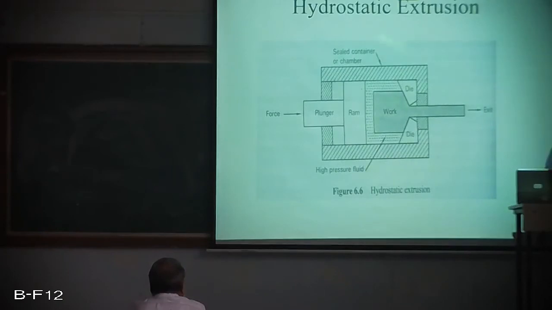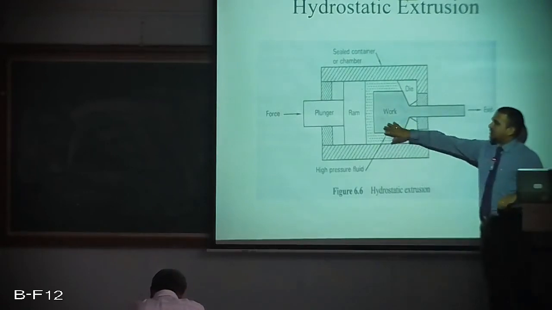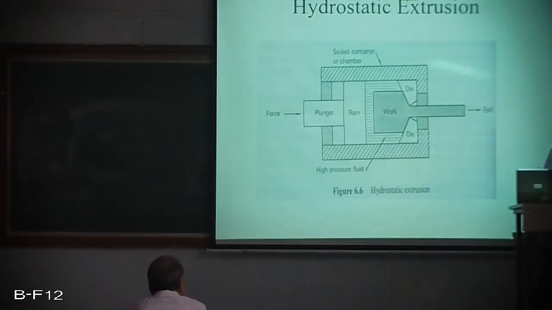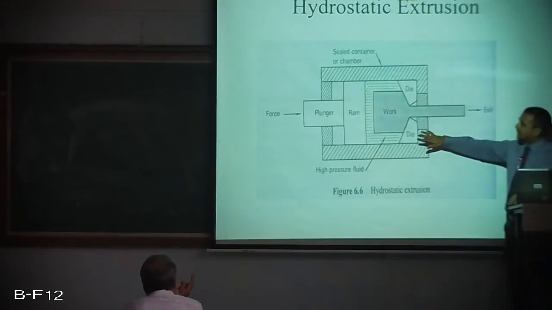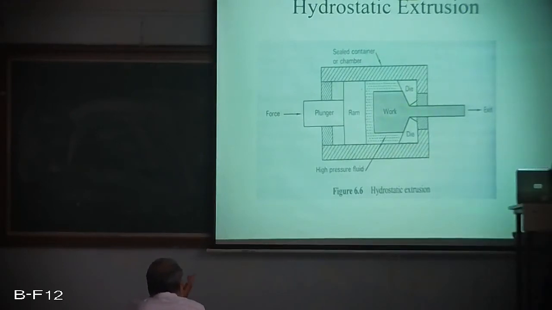So what happens with this? The amount of friction between the work and the container wall is drastically reduced. It is almost negligible. So negligible friction occurs between the work metal and the container wall. Hence, less force is required for this particular operation. Also we get good dimensional accuracy, and good surface finish is also seen in hydrostatic extrusion.